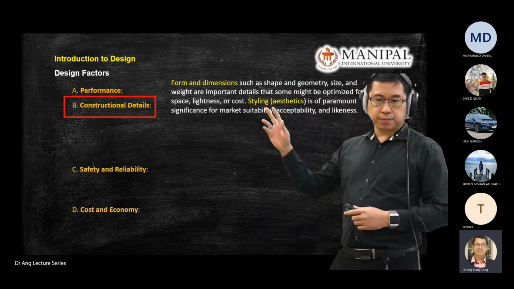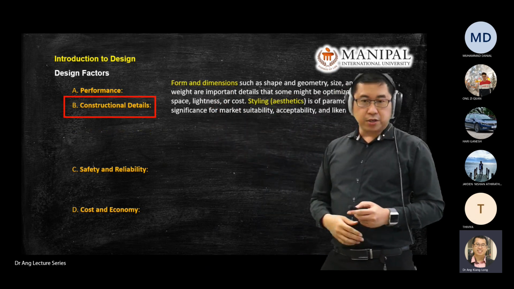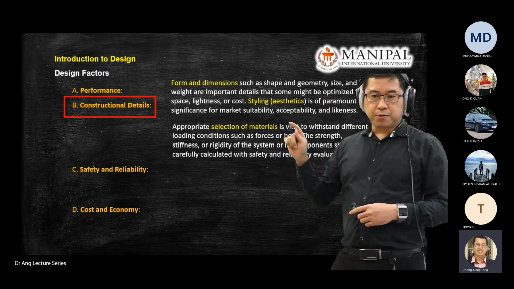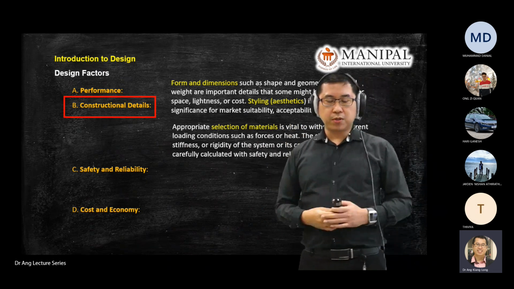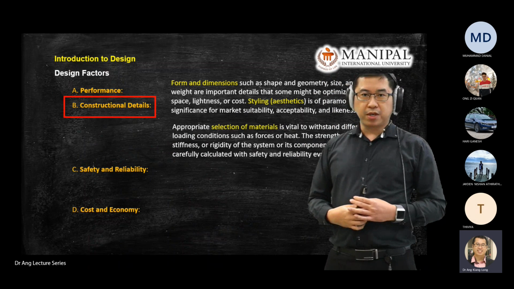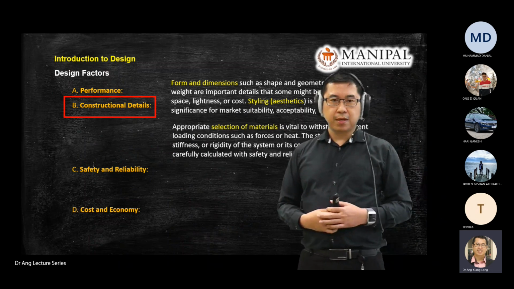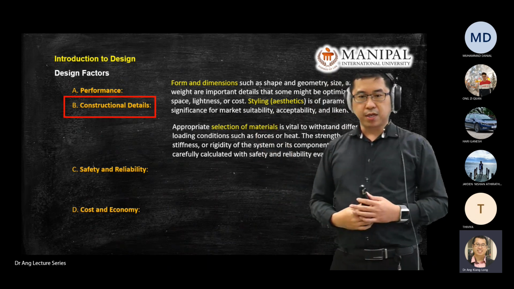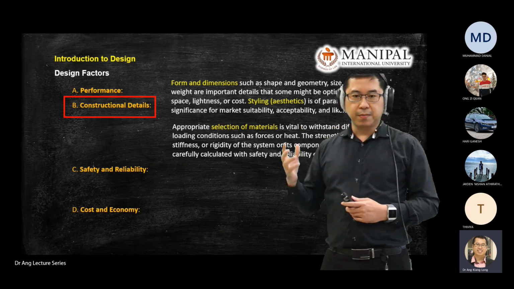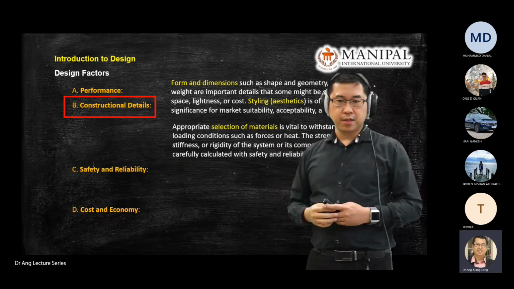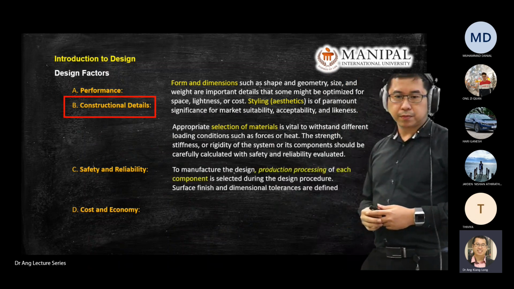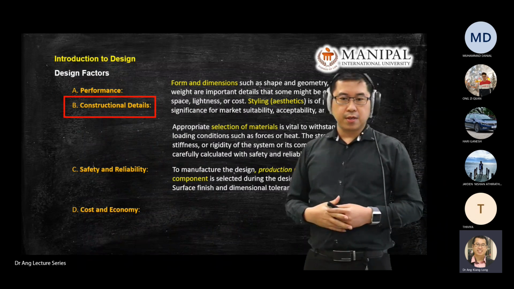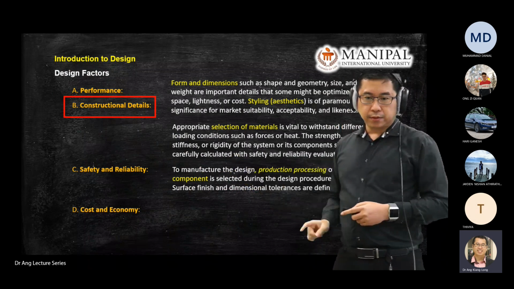Constructional detail will be all the dimensioning and selection of material. So for capstone design tool, when you are generating the 3D model and also the two-dimensional technical drawing later on, make sure you include the material inside the drawing. In the 3D model, you need to define the material for those parts, because without the material, you are not able to do any analysis.